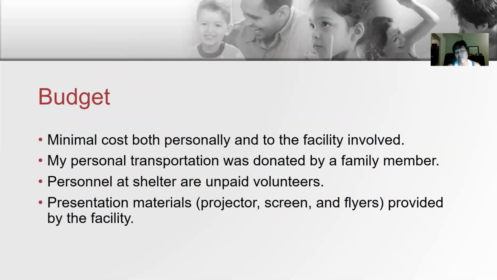A barrier that I had was before my presentation, I met up with a stakeholder and said, hey, do you happen to have a projector for a PowerPoint presentation? And at that time he said yes. And when I came to do my teaching, I had no PowerPoint, so I just went off of my laptop. That made teaching kind of hard.